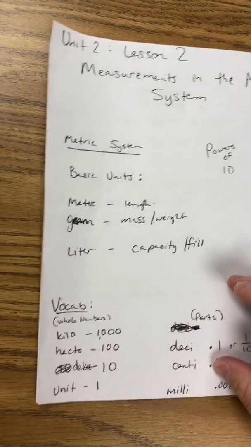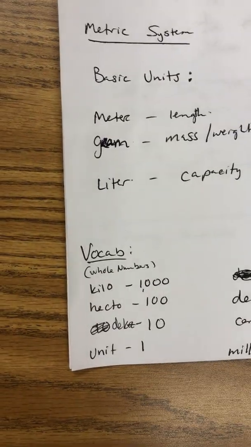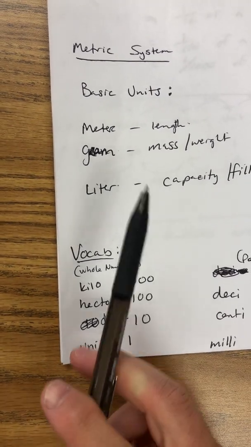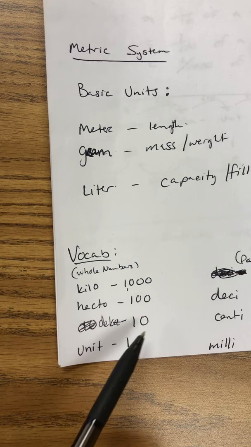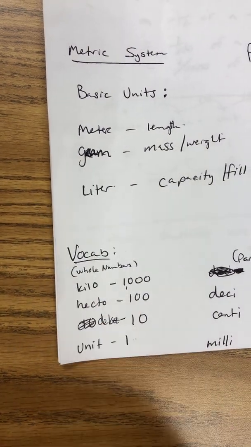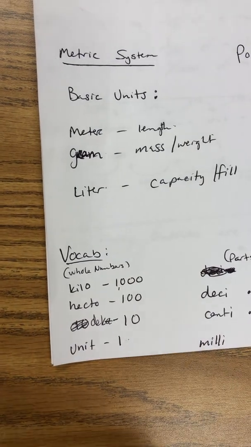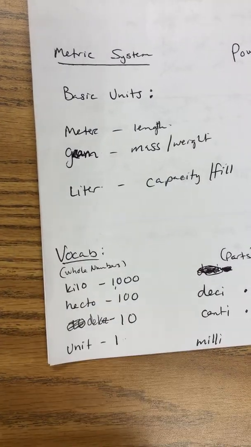So let's look at some of the vocab, okay? First, let's look at these numbers that are 1 or bigger. So these are whole numbers, okay? And the unit, which would be the meter, gram, or liter, is always just going to be 1. So if I have 1 meter, it's just going to be a meter. If I have 1 gram, it's just going to be a gram. If I have 1 liter, it's just going to be a liter.